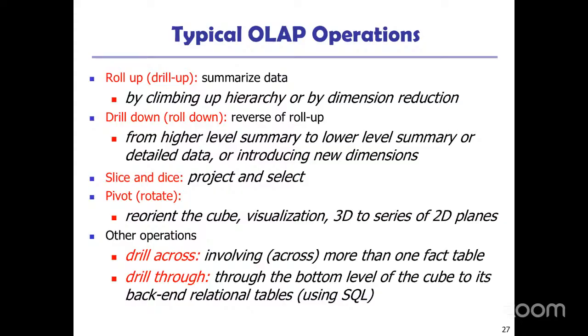Slice and dice. Slice and dice means project and select. Slice means, for example, bread is cut into slices: slice 1, slice 2, slice 3, one particular small area. Pivot, that is rotate, reorient the cube, 3D visualization. The other operations are drill across and drill through. Okay, these are the operations: roll up, drill down, slice and dice, pivot, drill across, drill through.